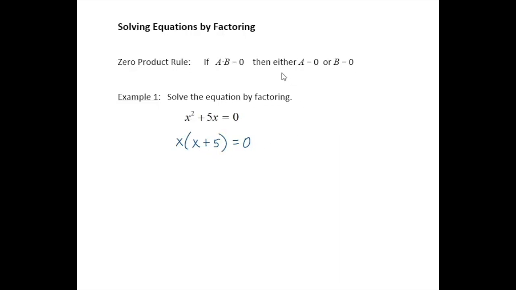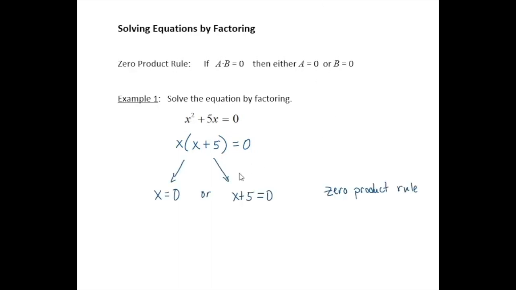The zero product rule tells us that either the first factor must be equal to 0 or the second factor must be equal to 0. And that gives us two linear equations, and we can solve each of these for the variable x. The first one already has the variable isolated. So x equals 0 will be one of the solutions to this quadratic equation.